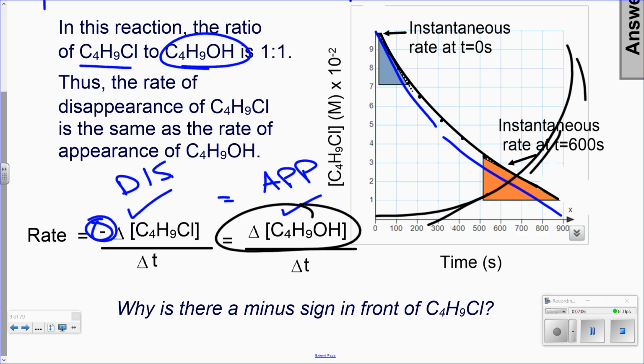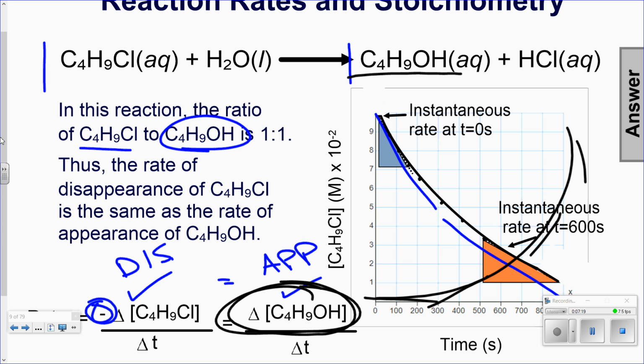Now, initially the instantaneous rate is 0, isn't it? Because I don't have any of that right at the beginning. So this is of course a product. Let me just show you again. This is the product I'm considering right here.